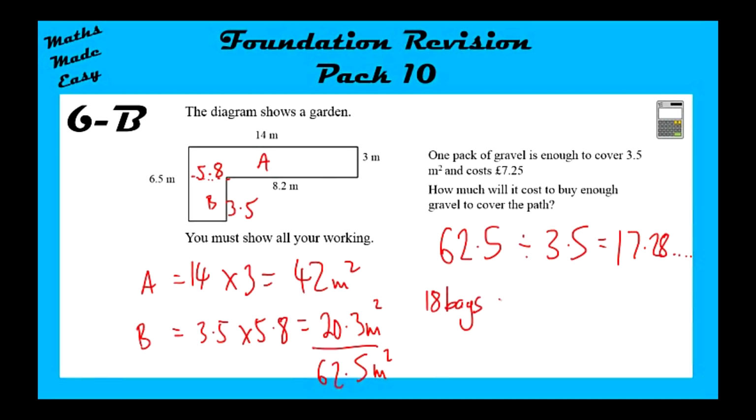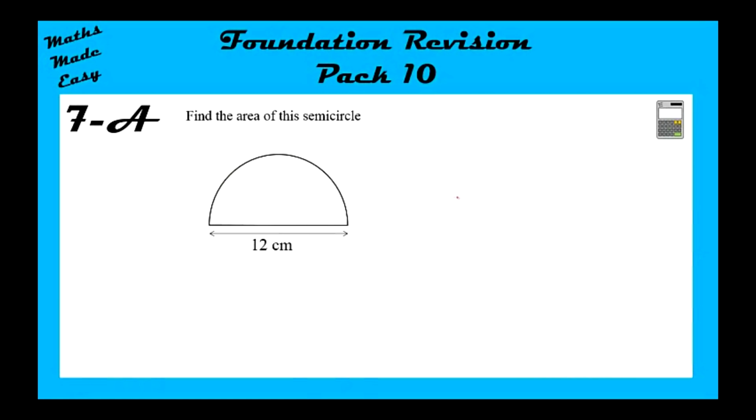So we'll do 18 bags, and we multiply it by the price of a bag, £7.25, we get our total, which is £130.50. Next question, find the area of this semicircle.